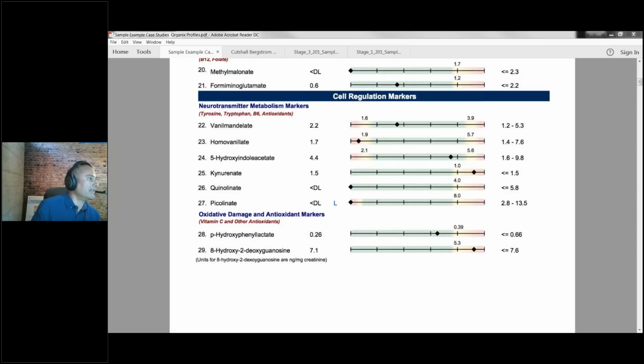Oh, multi-pack. Multi-pack's just like a multivitamin and mineral product with some fish oils, etc.